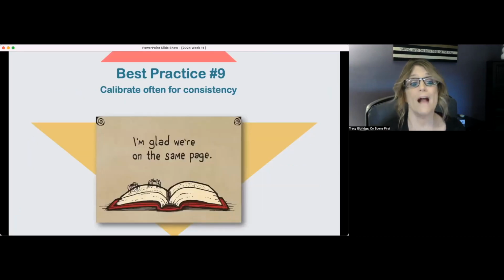Number 9, calibrate often for consistency. I know some agencies are calibrating at least on a weekly basis. They pick one call that all the QAEs will critique to make sure that everybody is on the same page. If I'm doing it one way and you're doing it another way, it's not going to work out very well, right?